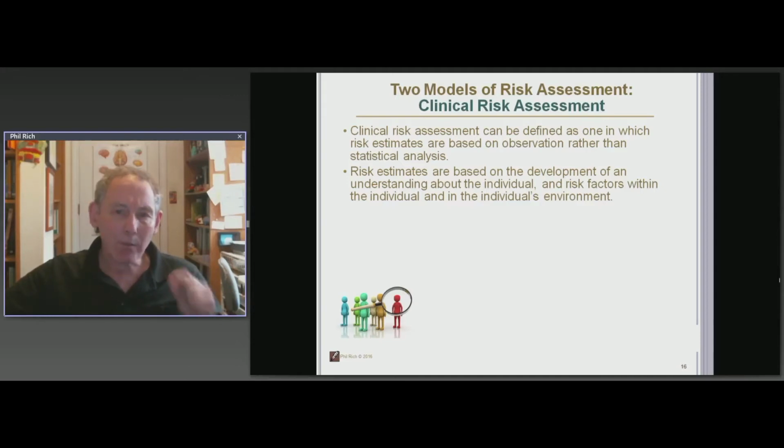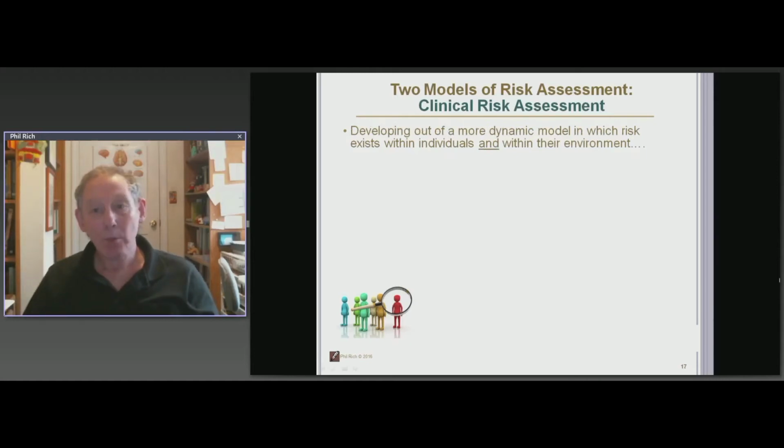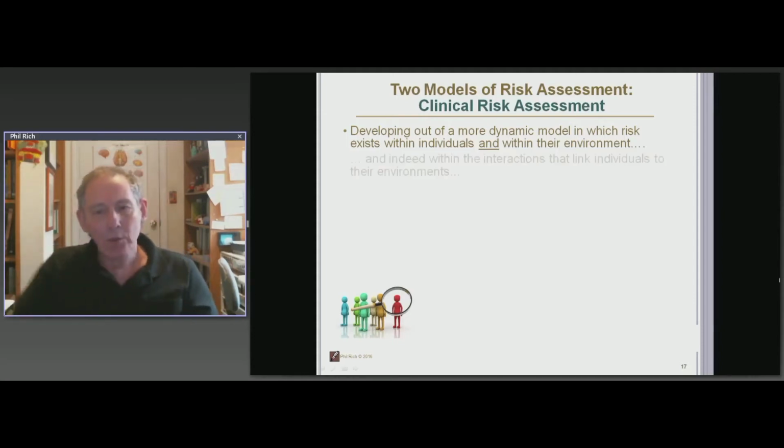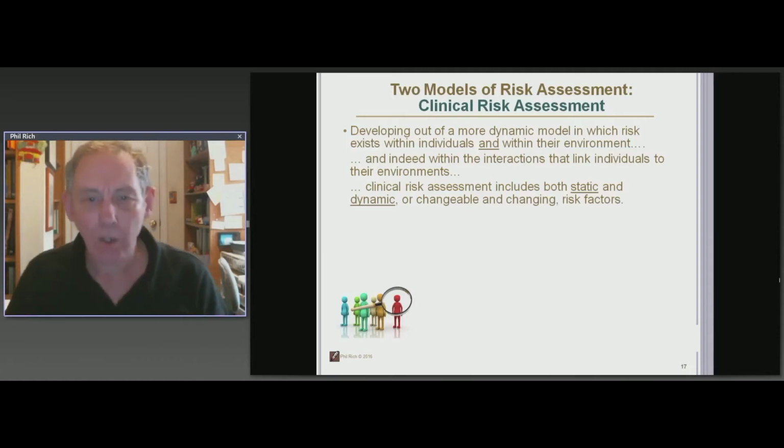It's based on our understanding about the person that we're evaluating, and risk factors that we find within that individual and also in his or her, typically in sexual risk assessment, his, but her as well, environment. This is really a much more dynamic kind of model because we see risk existing within the individual's environment, and in the interactions that link individuals to their environments, not simply one or the other, but really across individual and external interactions.